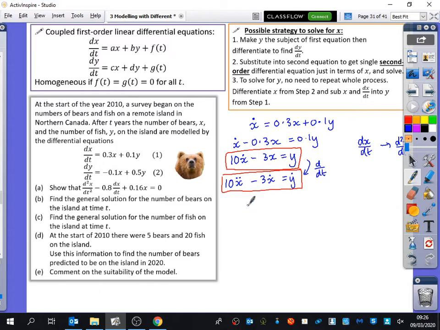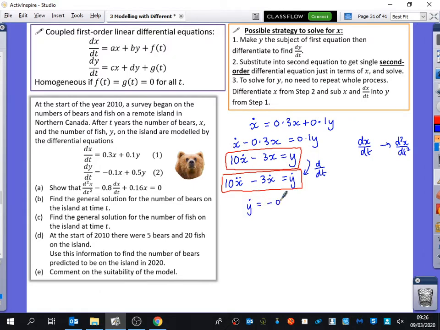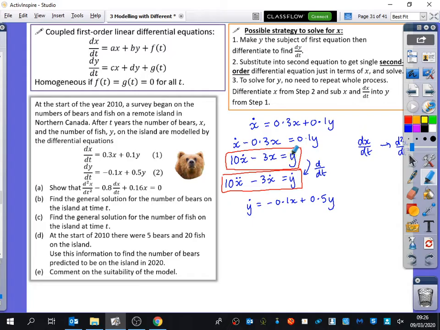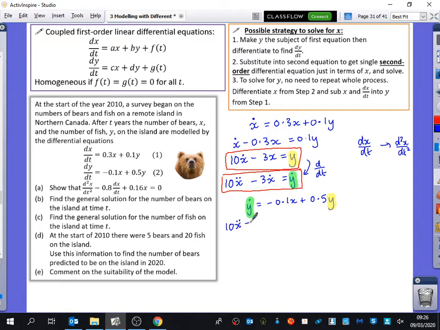So this was the other one that we've got: y dot equals minus 0.1x plus 0.5y. So that means I can substitute the y in here and the y dot in here. So you get 10x double dot minus 3x dot equals minus 0.1x plus 0.5 multiplied by this, 0.5 (10x dot minus 3x).